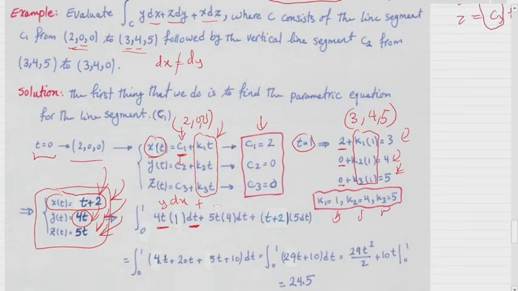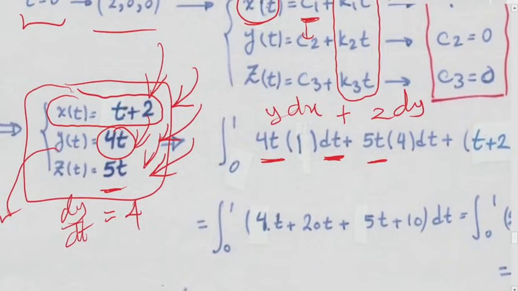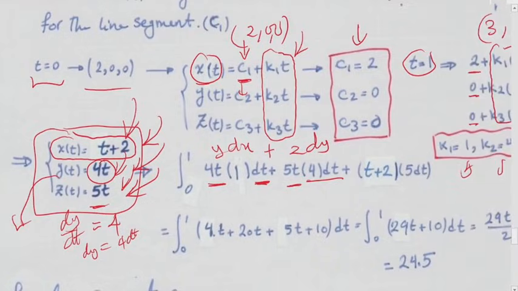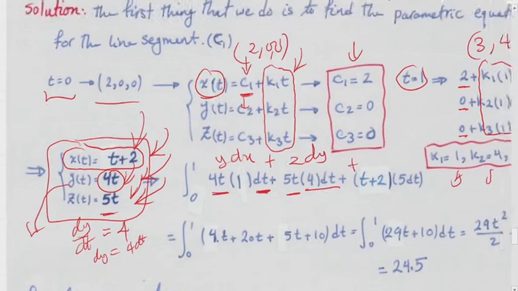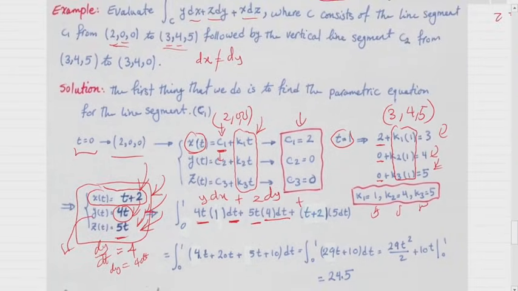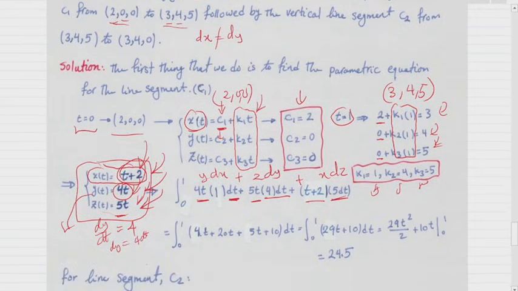Plus in the equation, we have z dy. Z is what? 5t. What will be your dy? From here, dy over dt equals 4, is that not? From y equals 4t. So dy equals 4 dt. So that's why dy is equal to 4 dt here. And then they do the same thing for the last term, which is x dz. So x is what? t plus 2. Put it here. For dz, if you find z from here, z is 5t. dz over dt will be 5, and dz will be 5 dt. So basically, that's just how you integrate.